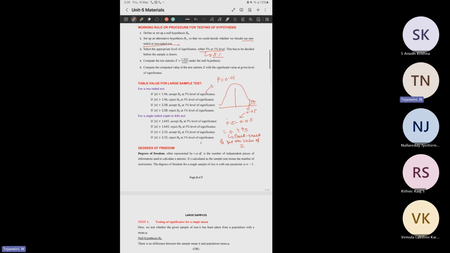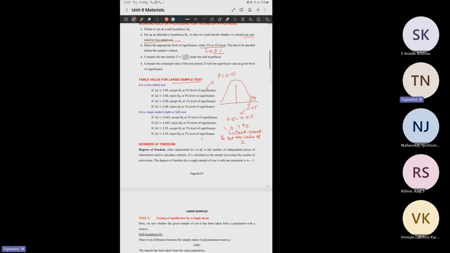So table value for large sample test. For large sample test, we use a normal distribution that we used in continuous random variables. For a small sample test, we use the t-table distribution. For large sample test, there are some standard values for z at 5% and 1%.